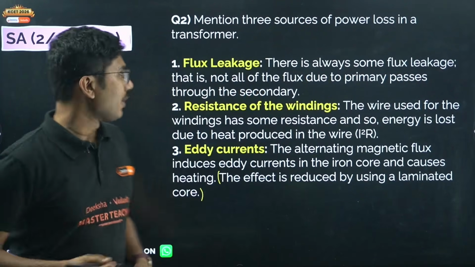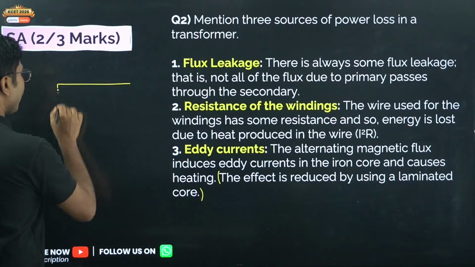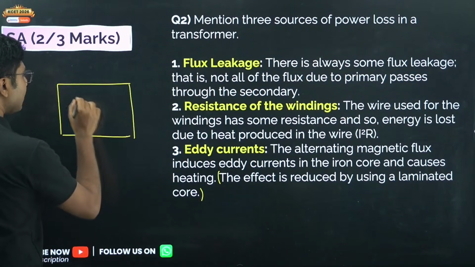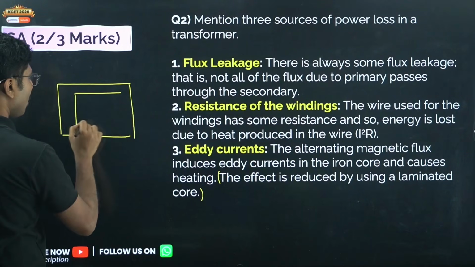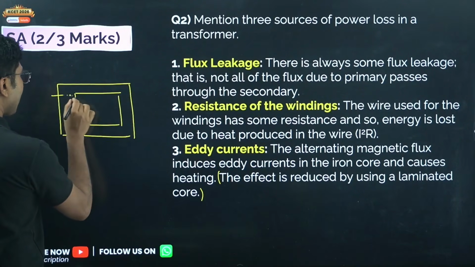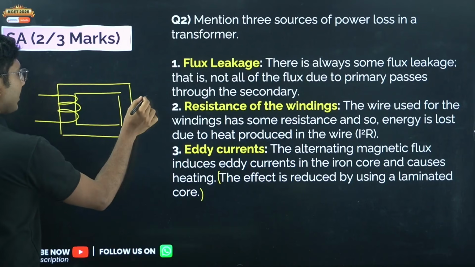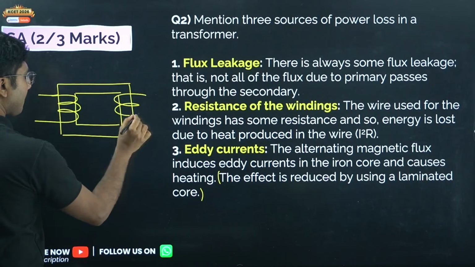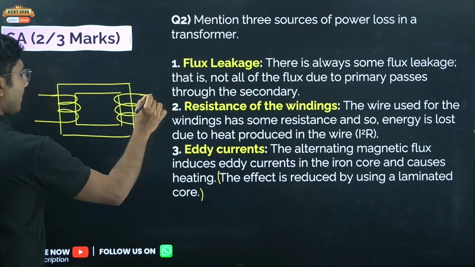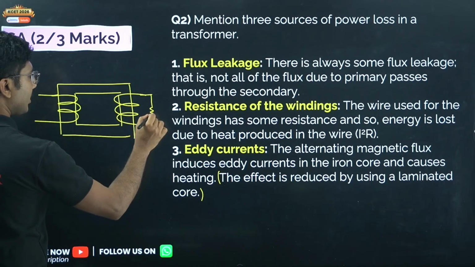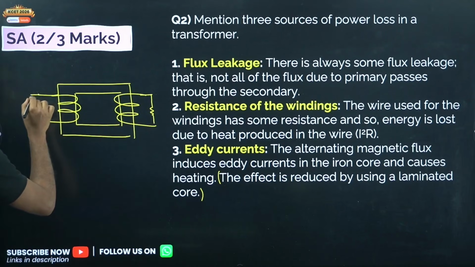Okay, you have a transformer core, right? There is a transformer core. This structure is called the transformer core. Okay, so here we have a primary, and here we have a secondary. Okay, so here we have a resistance, here we have the AC source.